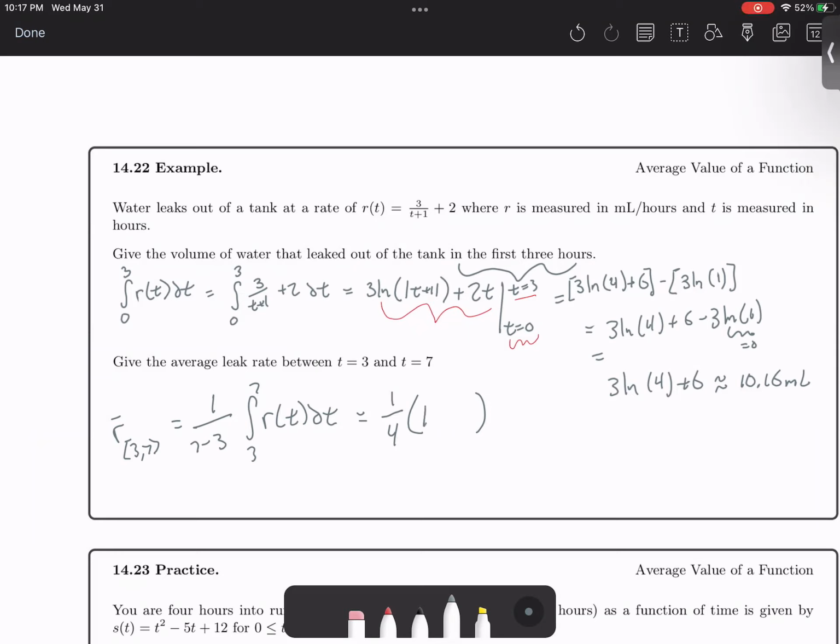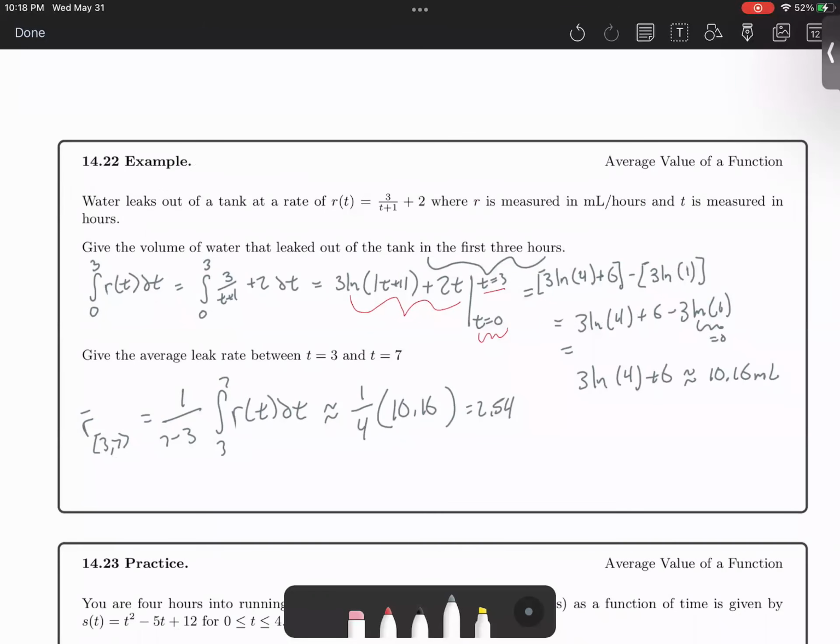We got 10.16. So this is no longer equal. We made an approximation. So if I take 1/4 of 10.16, I get 2.54. Cool. So on average, during those 4 hours, we're losing 2.54 milliliters per hour.